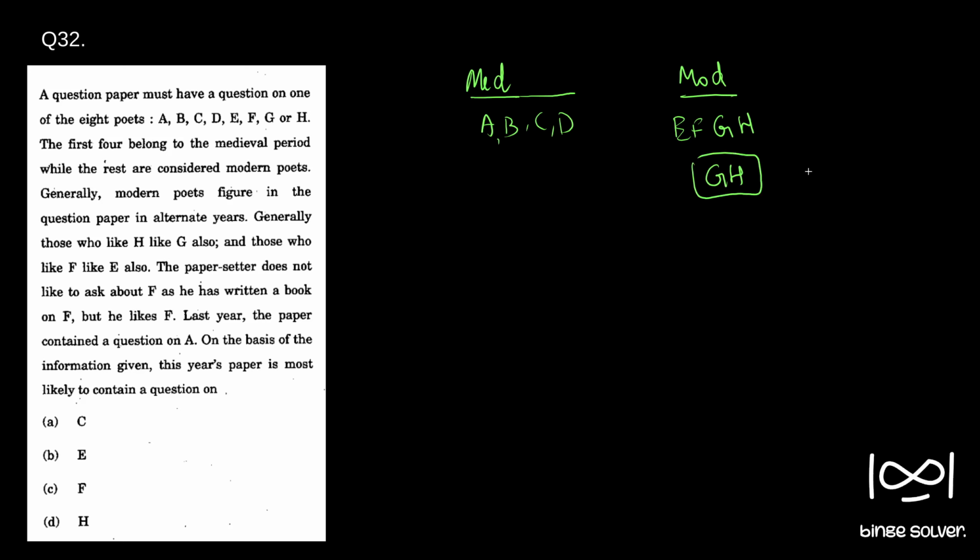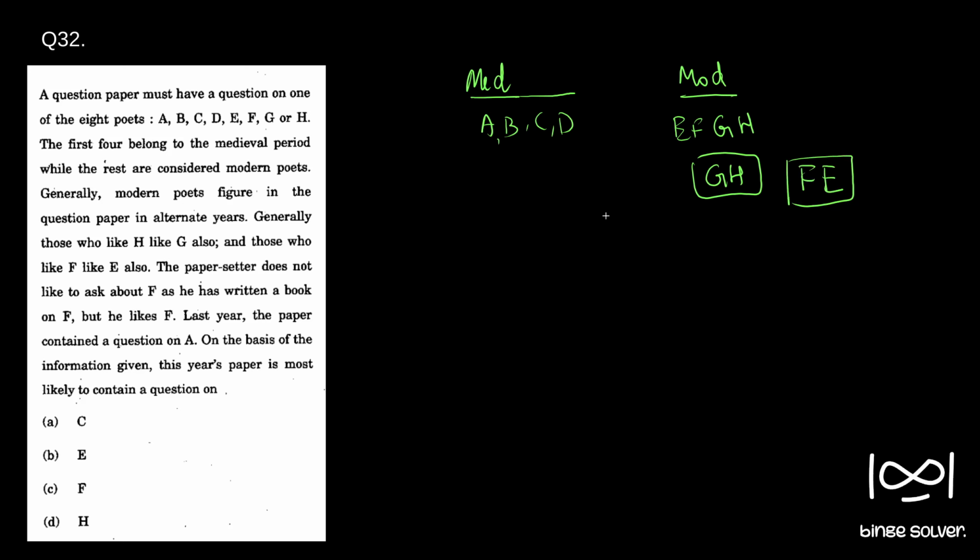The first 4 belong to the medieval period. So let's say the medieval period has A, B, C, and D, and the modern period, MOD, has E, F, G, and H. Generally, the modern poets figure in the question paper in alternate years. Generally, those who like H also like G, so G and H are together. And those who like F also like E, so F and E are together.